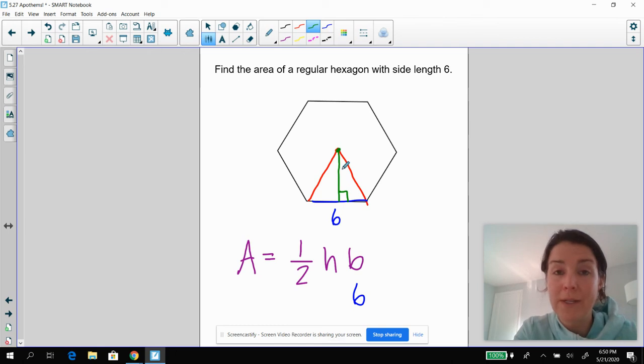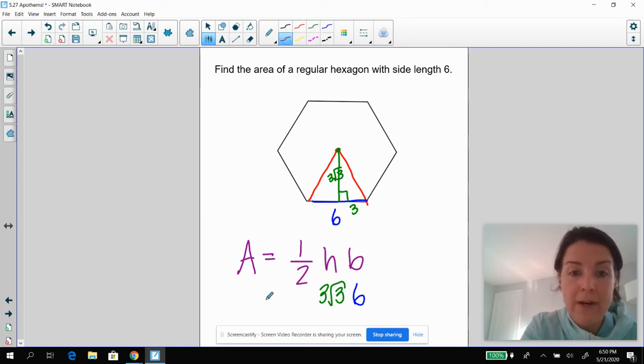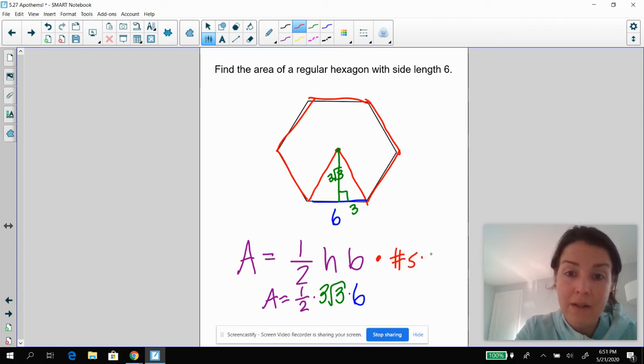So remember, in a 30, 60, 90 triangle, this would be 3, and then 6, and then 3 root 3. So my height, or my apothem, is 3 root 3. So my area here is going to be 1/2 times 3 root 3 times 6. But then remember, we then have to multiply it by the number of sides that we have. So multiply this by the number of sides. So times 6 again. Cool.